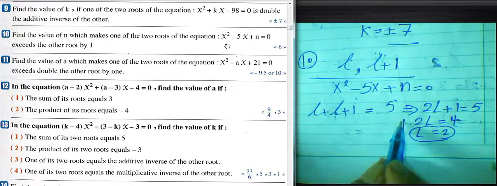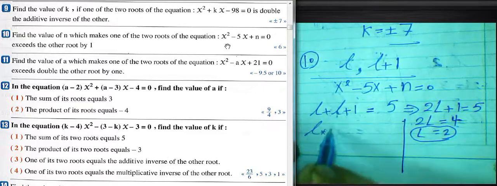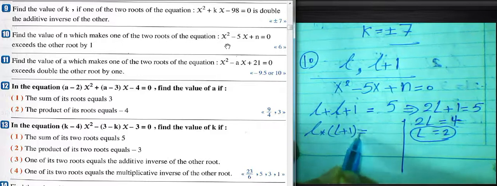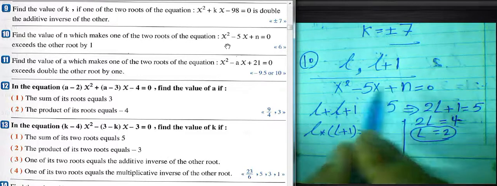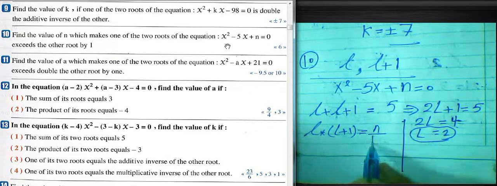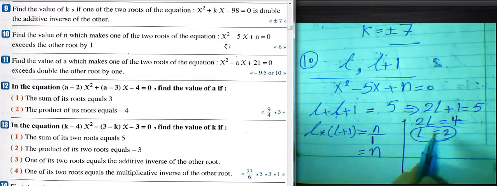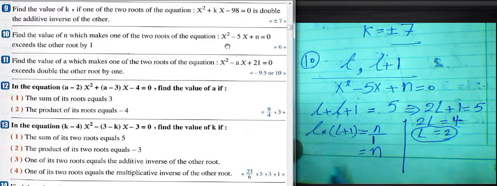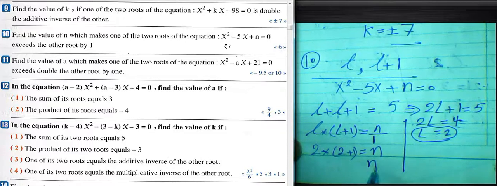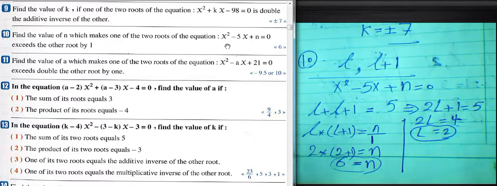It's okay, and we can find the product of them. L multiply by l plus 1 equal the constant number over the coefficient of x power 2. The constant number equal n over 1 here. So n equal 2 multiply by 2 plus 1, equal 2 times 3 equal 6. So the value of n equals 6. It's easy for you.